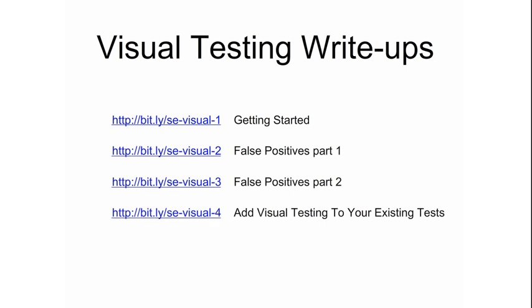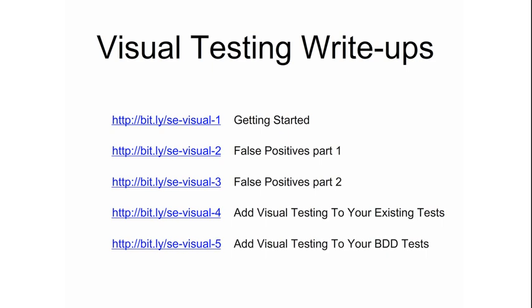And then there's a post on how to add visual testing to your existing tests. And also, if you're interested in behavior-driven development, something like Cucumber, then I also wrote about that there. If you only read one post, it would be either the first post or this fourth post. I think those are probably the most important ones to get started with, just in terms of wrapping your head around visual testing and the benefits and pros and cons of it.